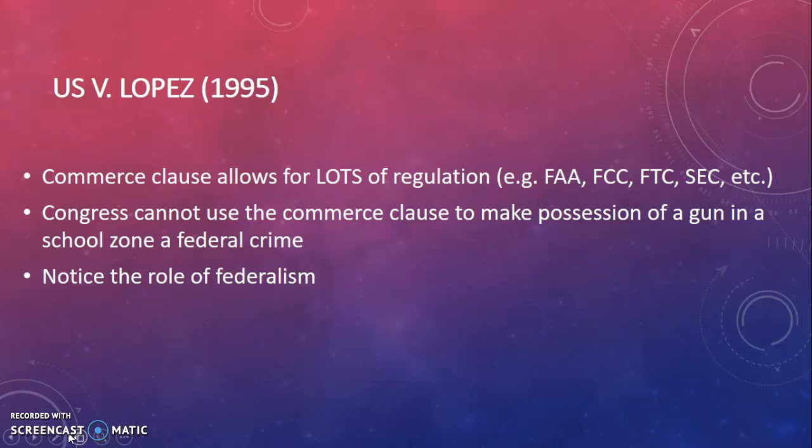Well, in this case, Congress passes a law that says it's illegal to possess a gun in a school zone, and they make that a federal crime. And you have some states that are going to challenge this, saying, well, what does this have to do with the Commerce Clause? And the Supreme Court agrees that this is an overstep by Congress as they attempt to regulate, in this case, guns, and it goes well beyond the bounds of the Commerce Clause.